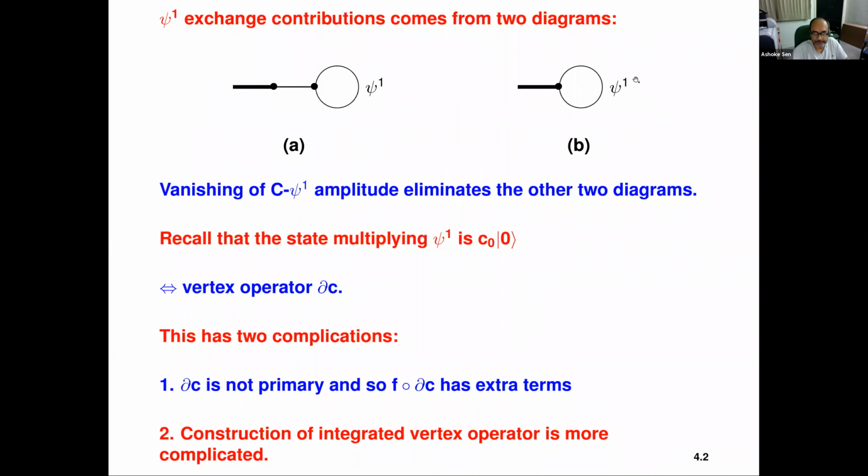Now there are 2 complications in evaluating these diagrams, which I have listed here. First is this partial C, that's the vertex operator associated with psi1, the C01 vacuum. This is not a primary, and because it's not a primary, this combination that enters the correlation function has extra terms. But this, of course, you have already encountered before. Even the 3-point function had this, the 3-level 4-point function had this kind of terms. So this you know how to deal with.